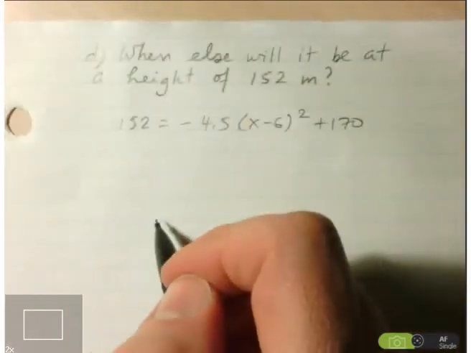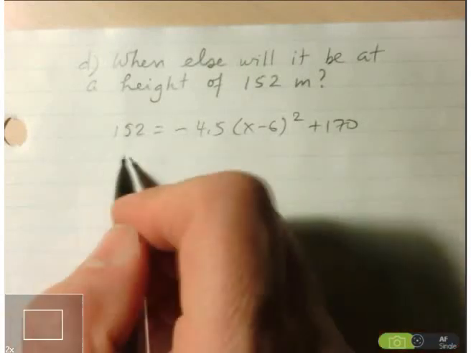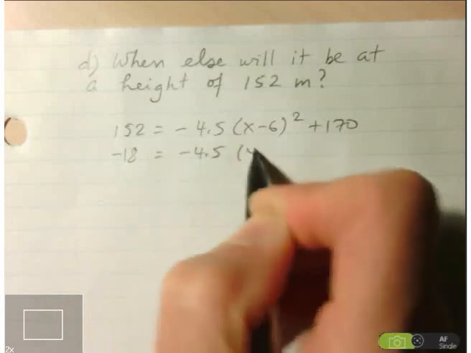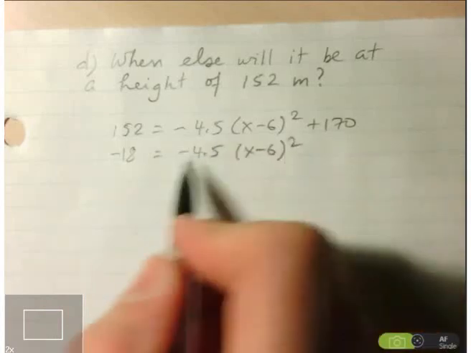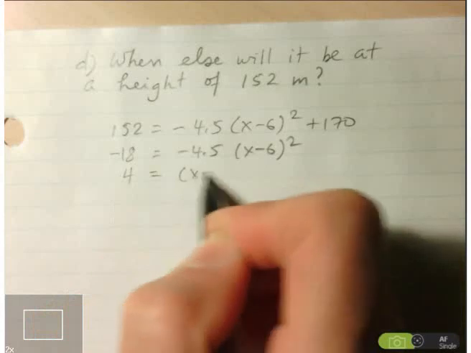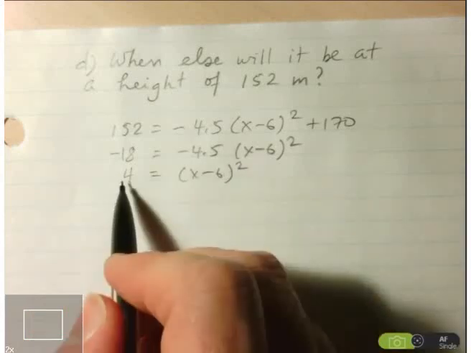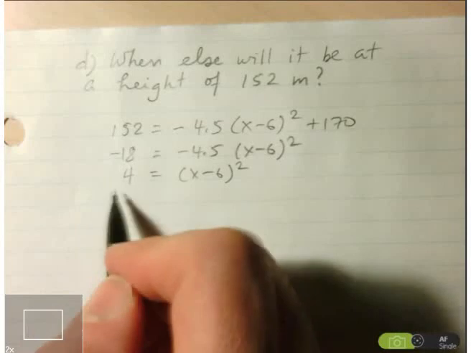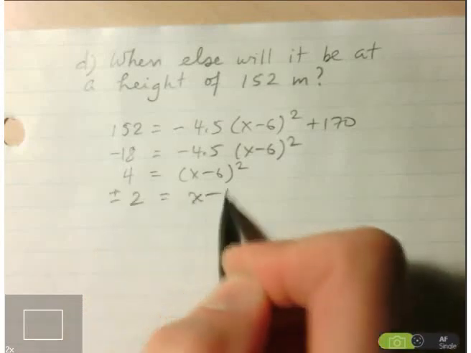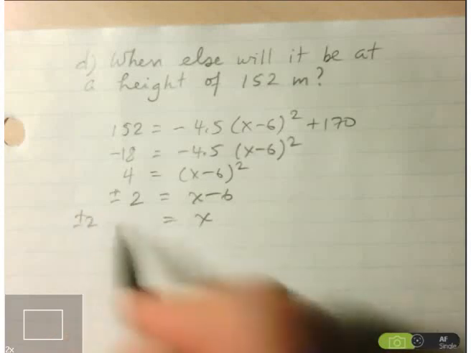So again, solve by reverse BEDMAS, or SAMDEB. So 152 minus 170 is negative 18. Divide by negative 4.5. That gives us 4. Take the square root. Again, positive and negative. It's an easy one, so I won't even bother writing it down. So that's plus or minus 2. And now x minus 6 is equal to plus or minus 2, so x is plus or minus 2 plus 6.